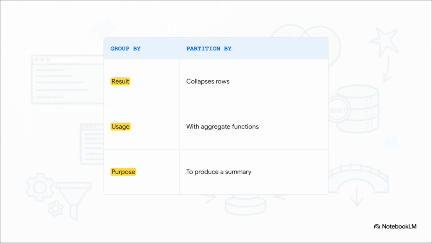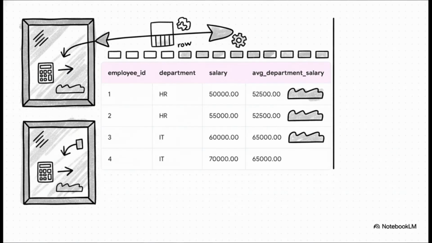It doesn't collapse anything. Let's look at an example. This makes it so clear. See how we still have every single employee? No rows are collapsed. But look at that new column, average department salary. What happened here is that the query partitioned the data by department, creating one window for HR and another for IT. It calculated the average salary for each of those windows and then stamped that value onto every single row in that partition. This is incredibly useful for comparing an individual to their group, like finding employees who earn more than their department's average salary.